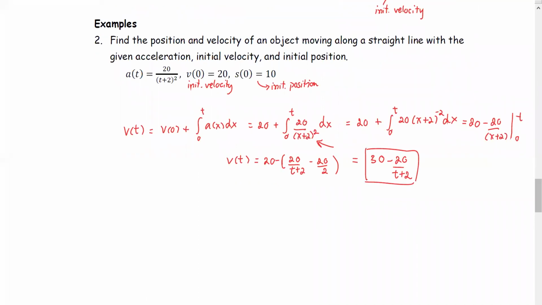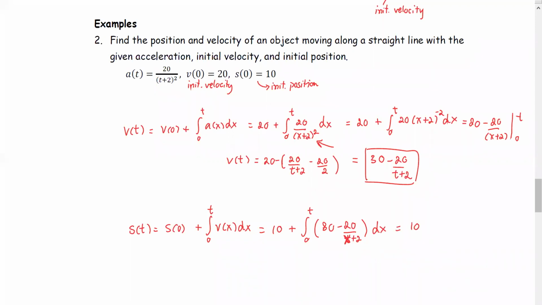Next part, we are going to find the position function. So s of t equals s of 0 plus the integral from 0 to t of the velocity v of x with respect to x, equals 10 plus the integral from 0 to t. The v of x that we just obtained is 30 minus 20 over (x plus 2) with respect to x.